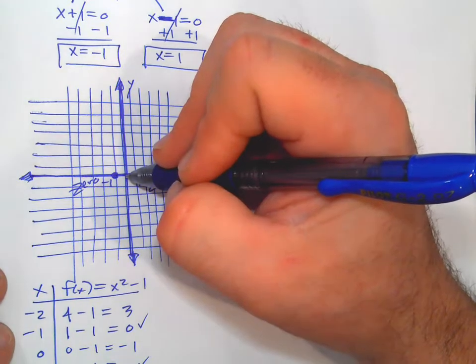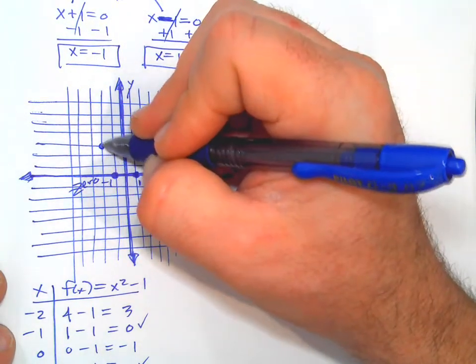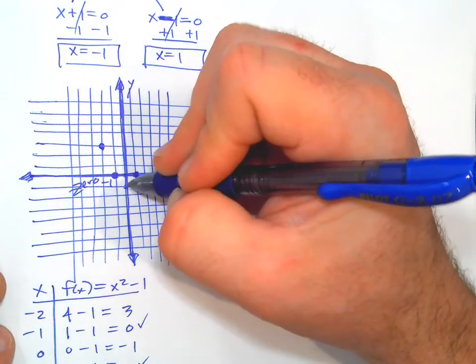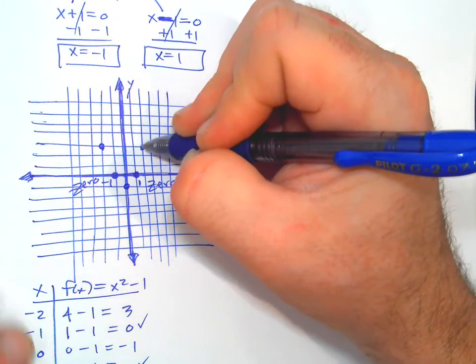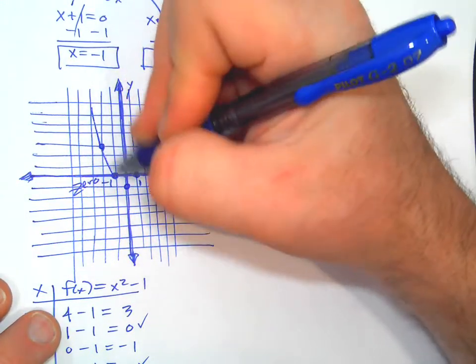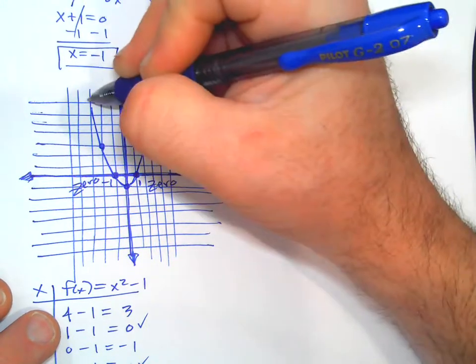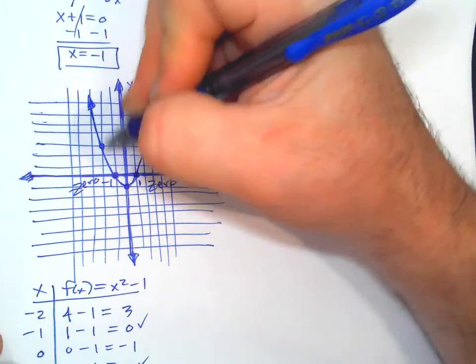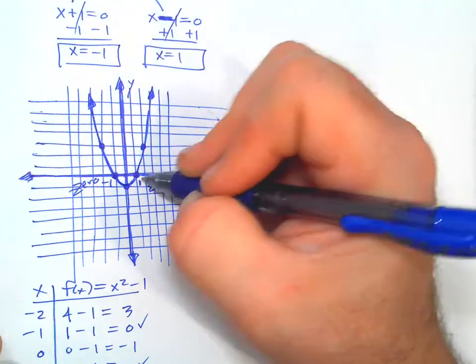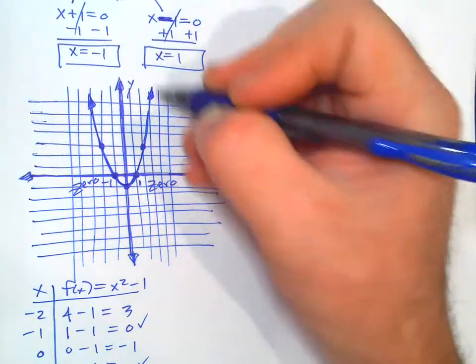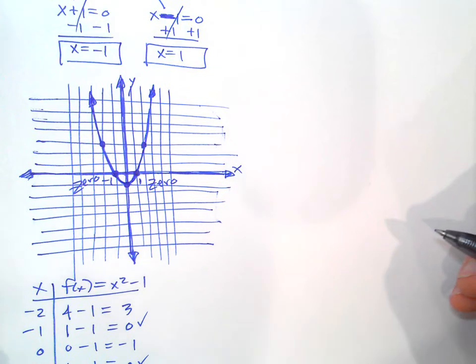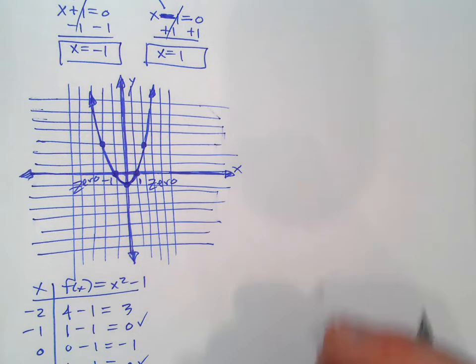So then we could graph it. -2, up 3; -1, 0; 0, -1; 1, 0; 2, 3. And if we connect the dots, it looks like a pretty normal parabola shape. It's not stretched or anything, but it's been moved down 1. Everything's down 1.